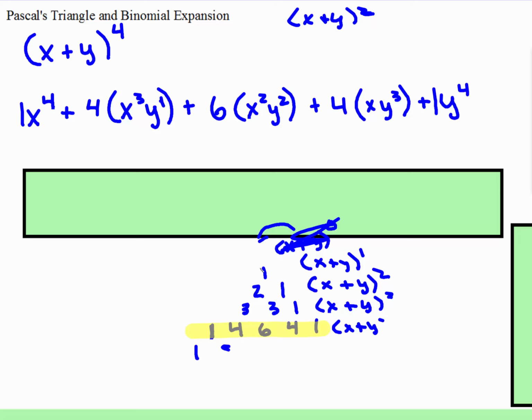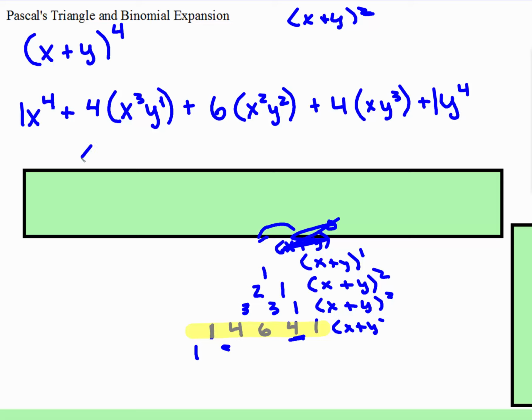And now we have a 6, so plus. The reason all these are pluses is because there's a plus sign here. So plus 6. Now we're going to go descending for the x's: x to the fourth, x cubed, x squared. Ascending for the y's: y to the first, y squared. Plus, now we're back to 4, x to the first, y to the third. And then finally, plus 1, y to the fourth.